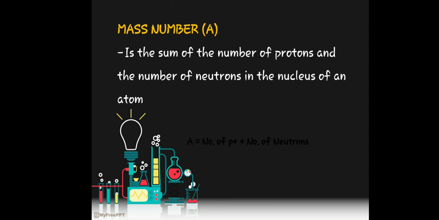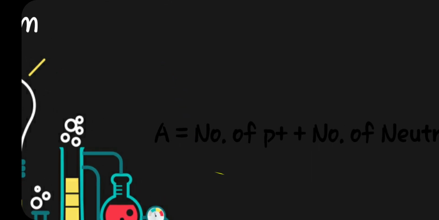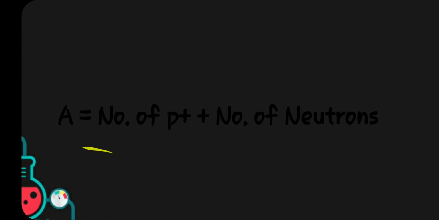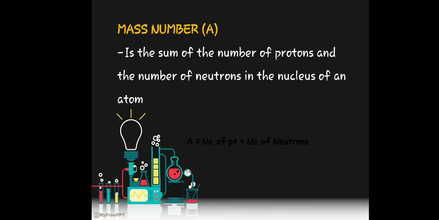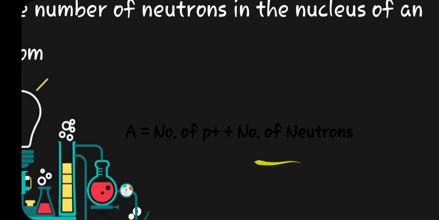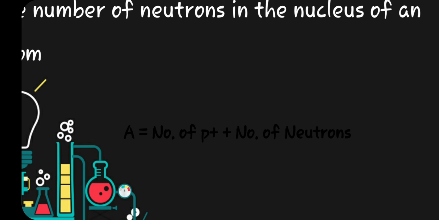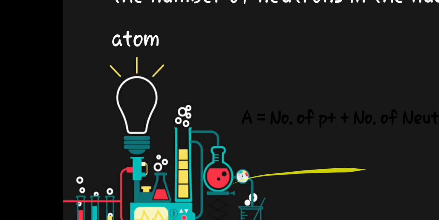Okay, continue. Mass number has a symbol of A. It is the sum of the number of protons and the number of neutrons in the nucleus of an atom. Let's see, this is the formula. We have A is equal to the number of protons plus the number of neutrons. Always remember the formula, guys.